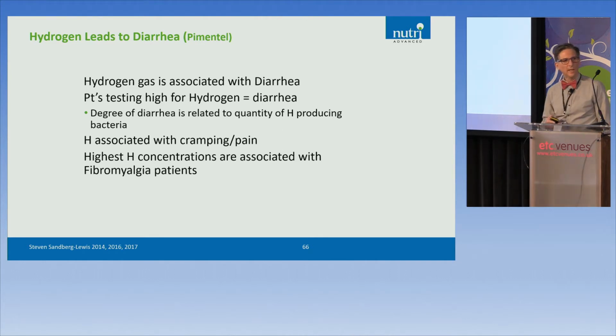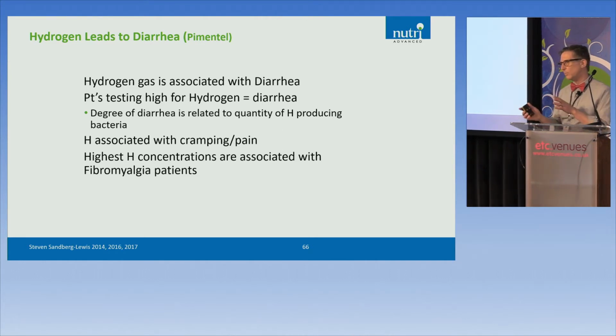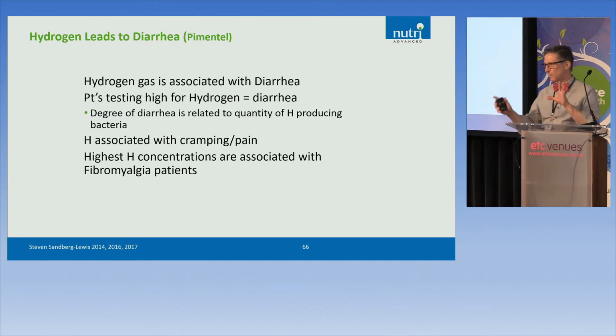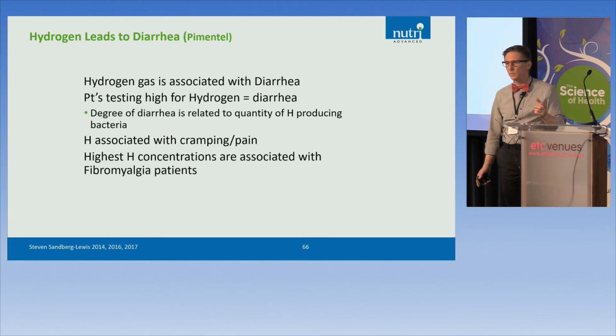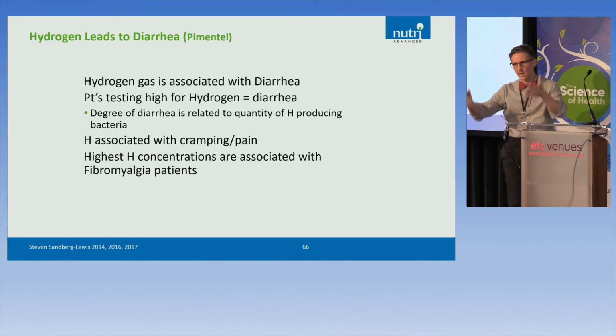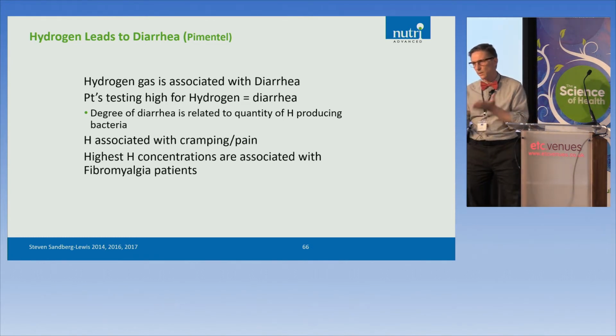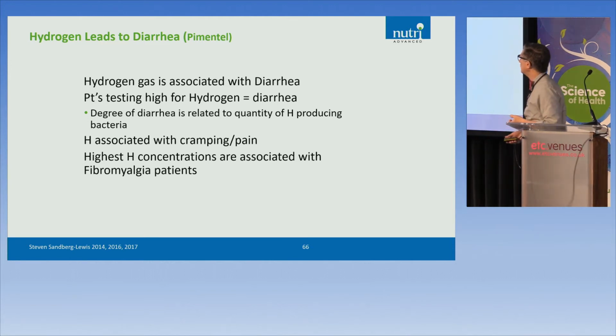Hydrogen tends to cause diarrhea. Now, again, there can be a mix of archaea producing methane and bacteria producing hydrogen. And methane, of course, is made from hydrogen. So first, the bacteria make the hydrogen. If there's an excess, the archaea can convert that to methane. So you can have both.